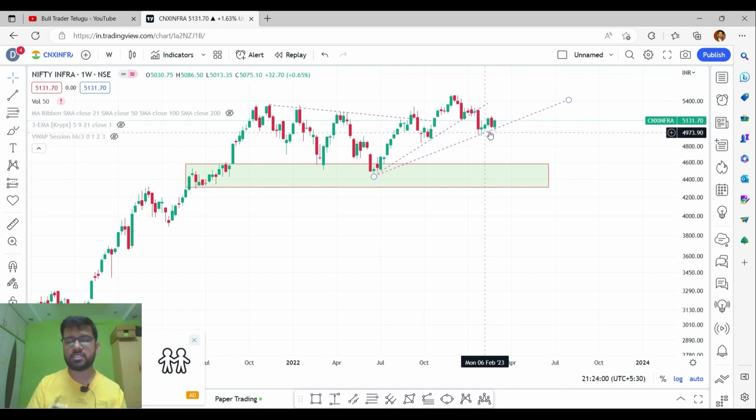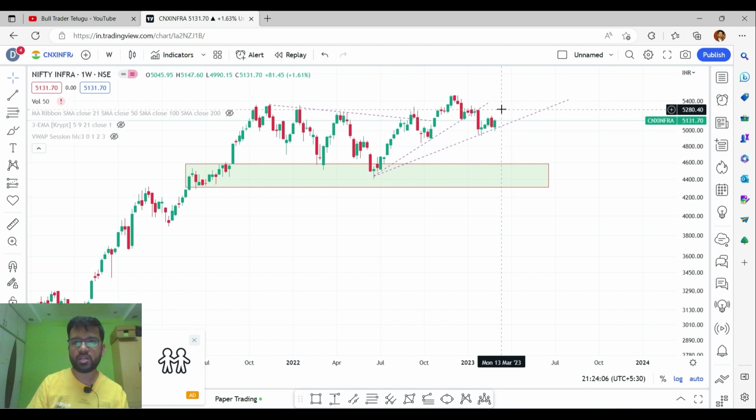As the market is turning around from this support point, if the market closes above this 5,200 or 5,280 level in the coming week, then we can expect a good turnaround or good rally in the Nifty Infra.